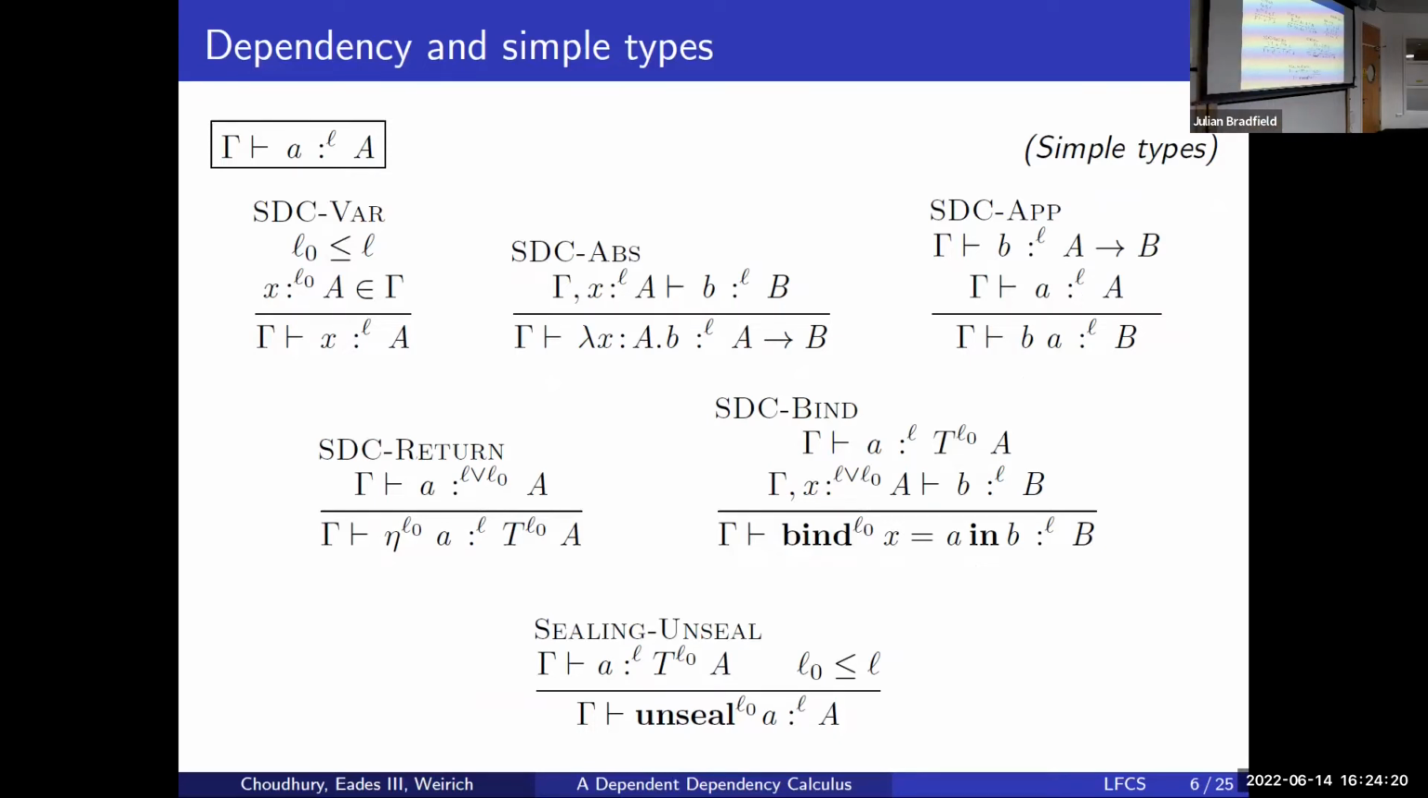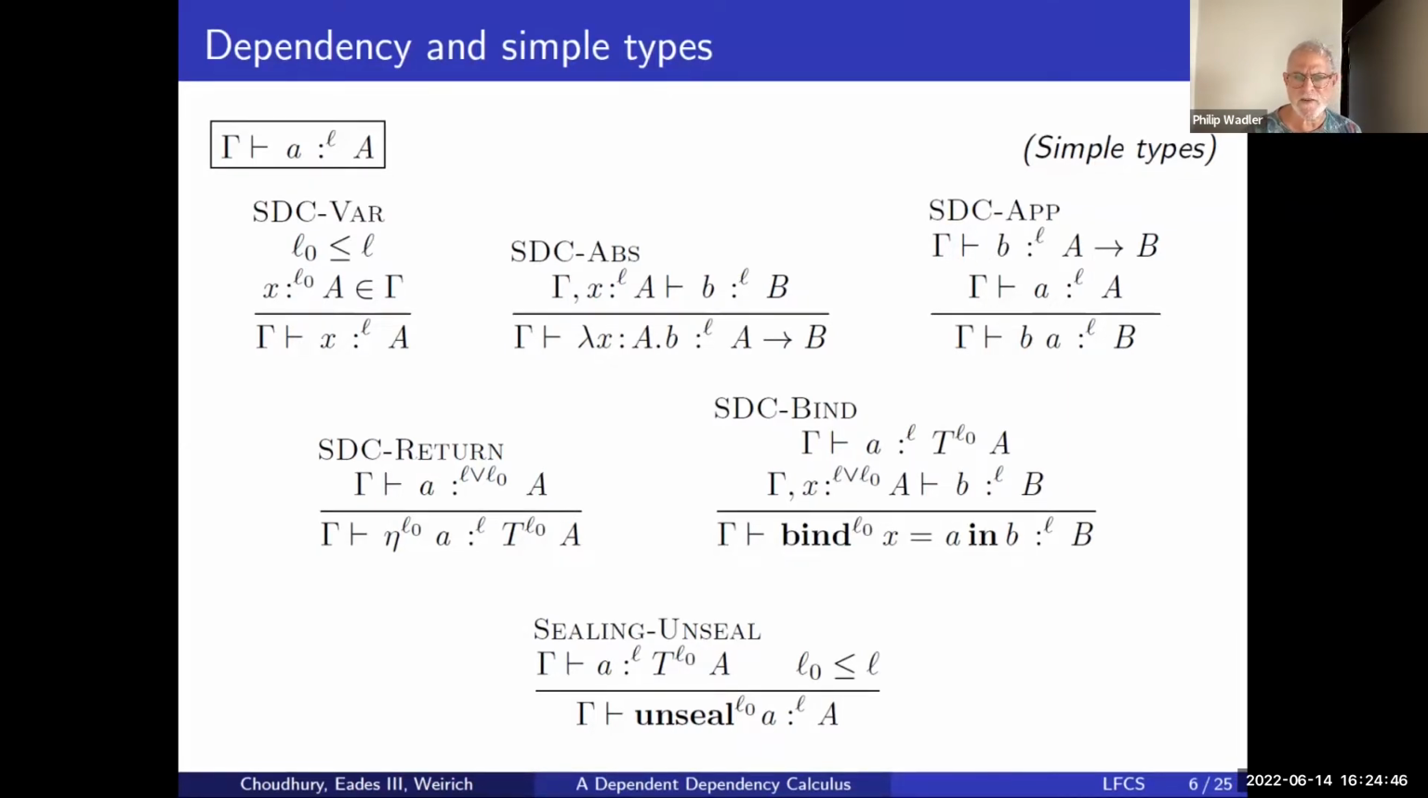Yeah, Phil? So the unseal rule seems very intuitive. It says you can get something at level L0 that's smaller than L, and you can still use it at level L. Yeah. That seems completely intuitive. The return, I don't quite get the intuition there, because it seems like A could be at a level L that's higher than L0, and I can box it up to be at L0, and I don't understand that. You're talking about what if L0 is less than L in the return rule? Correct.